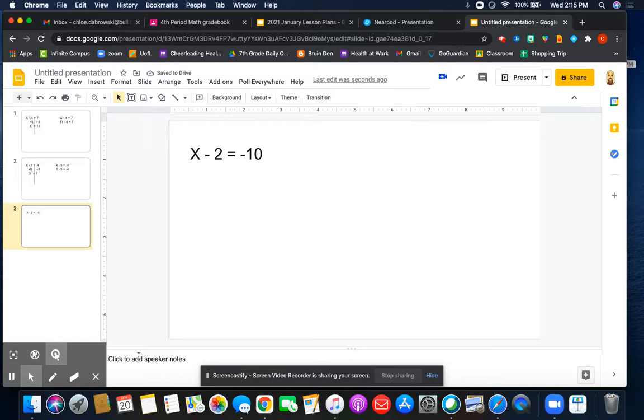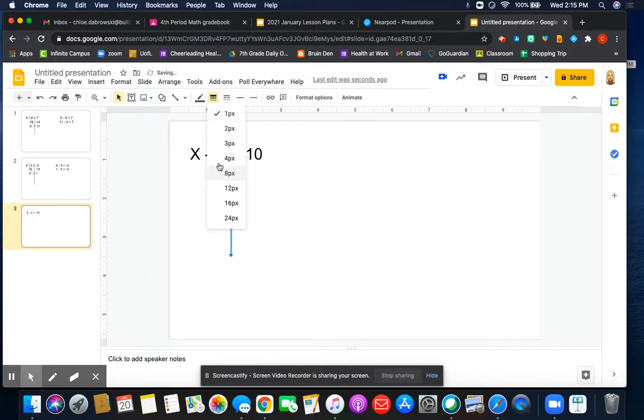This time we have x minus 2 equals negative 10. Hopefully in your head, what is step 1? Draw a line straight down the middle. Make it a little bit bigger.